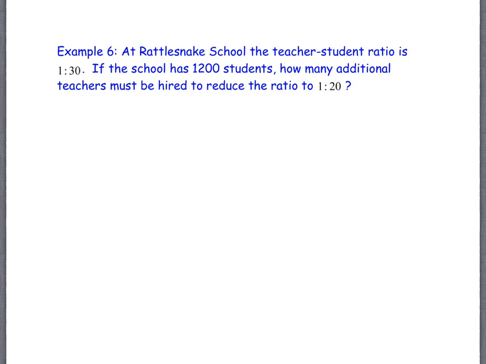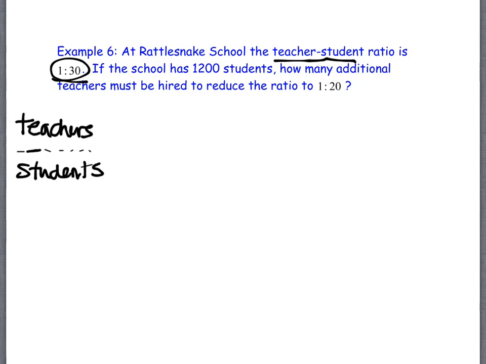So since it said teachers, students, I'm going to put the teachers on top. I'm actually going to do the teachers on the top, and I'm going to do the students on bottom. And the reason I'm going to set it up that way is because they already gave me a ratio, the original ratio of teachers to students. So far, so good? Okay.